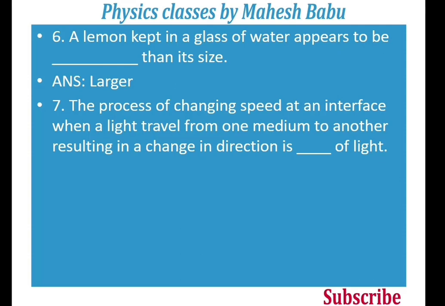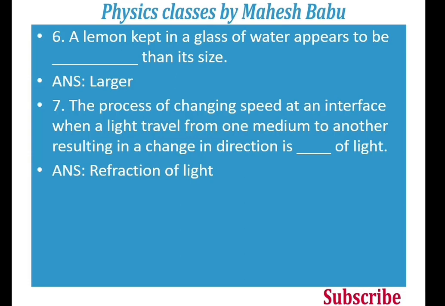Next question, the process of changing speed at an interface. What is meant by interface? Interface means the separation of two mediums. When we take air and water, that separation between air and water is known as the interface. Now, when light travels from one medium to another medium, its speed changes, resulting in a change in its direction. This is known as refraction of light.